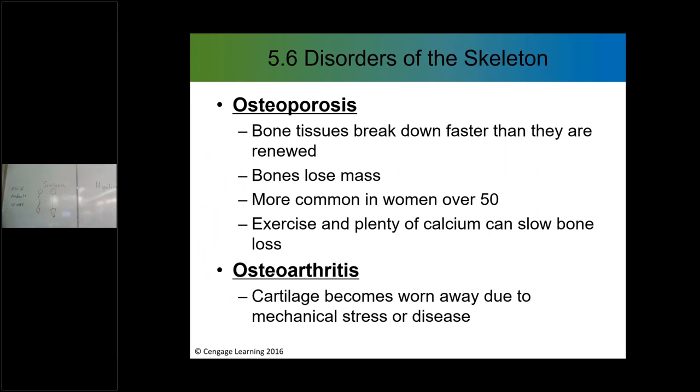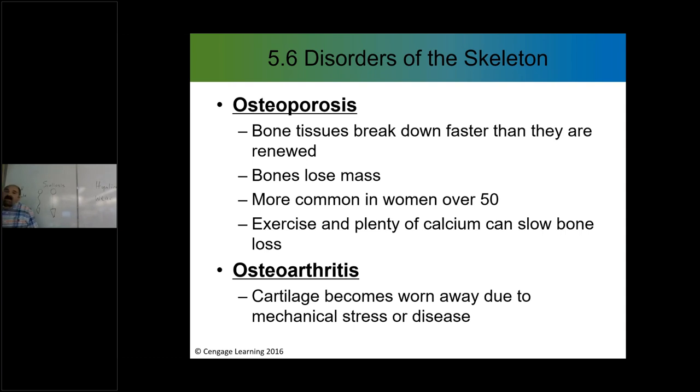So osteoporosis, osteoarthritis. Did we talk about osteoarthritis? We did, right? We said degenerative joint disease. The wear and tear. So write this down: wear and tear arthritis for osteoarthritis. It says cartilage becomes worn away, so that's the wear and the tear. There can be stress and breakdown of the cartilage and the joint gets damaged.